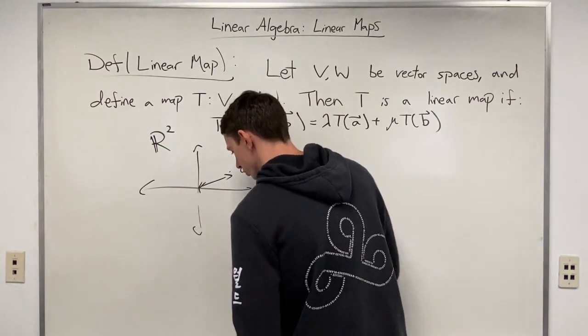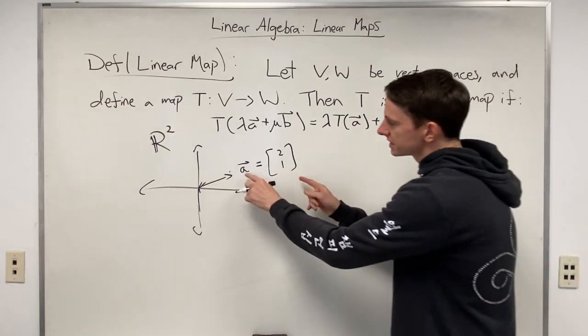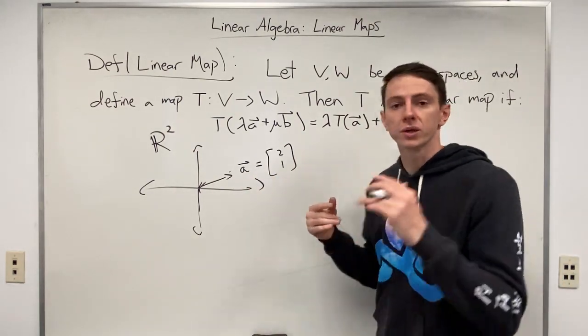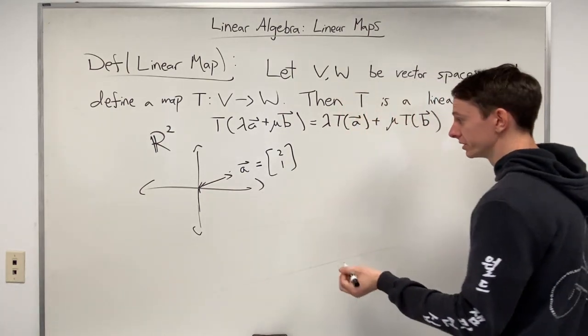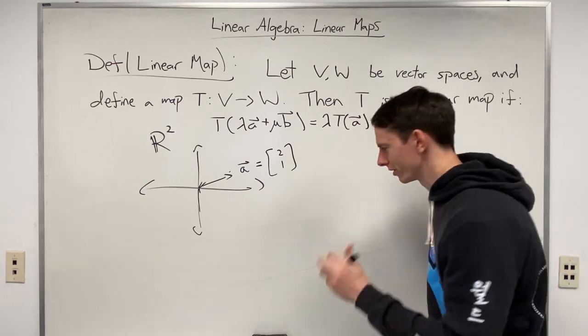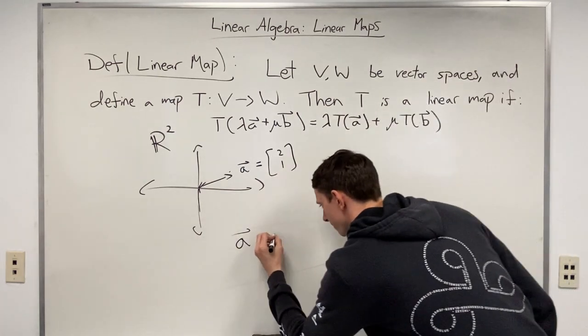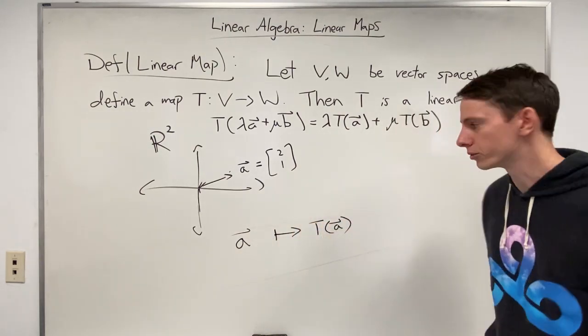And let's suppose that this is the element of the domain that we are going to act T on, or that we're going to apply T to. Hopefully that makes sense. So this is A in the domain. Now that should map to T of A in the codomain, right?